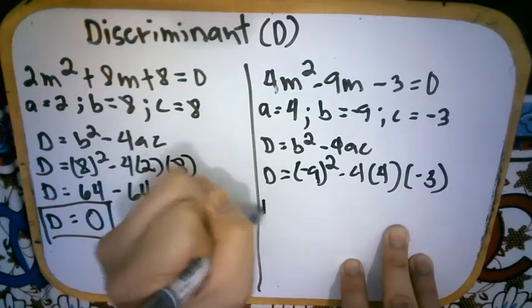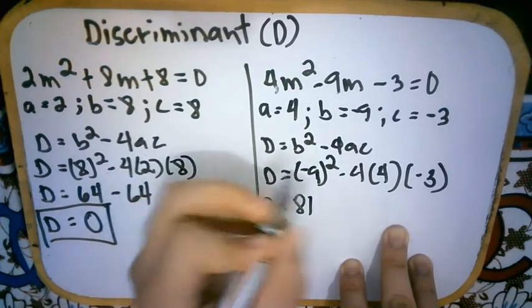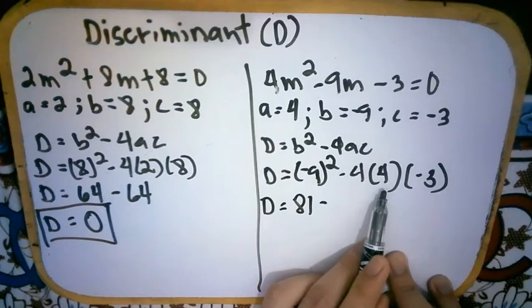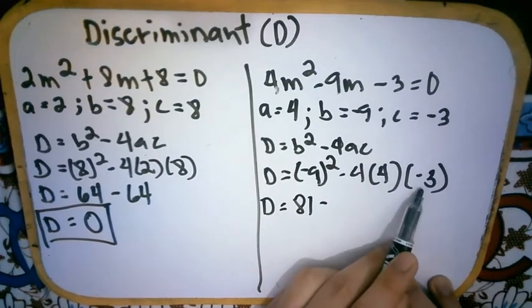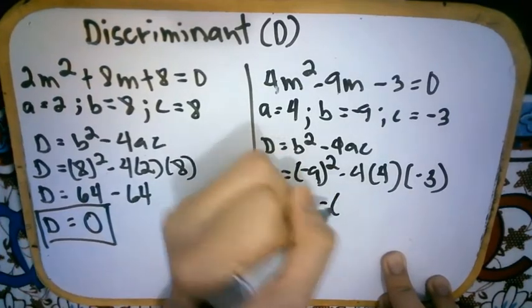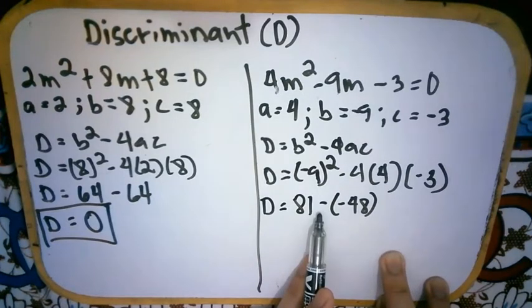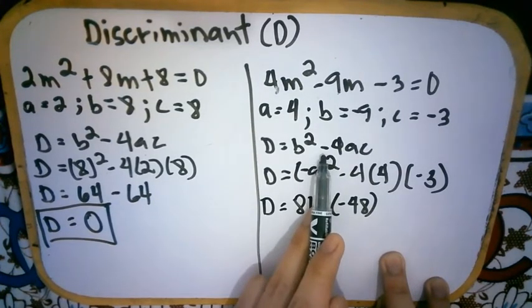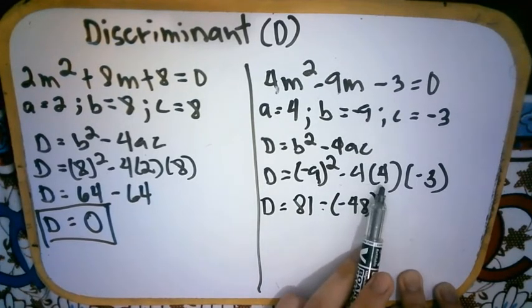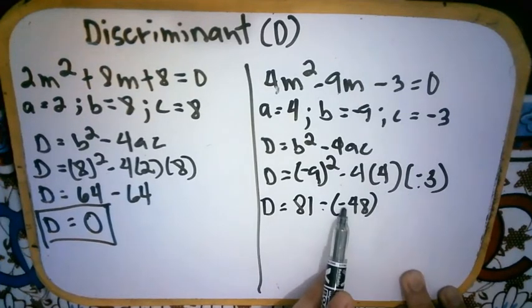Then solve. Negative 9 squared is 81. Positive. Then minus 4 times 4, 16. And then 16 times negative 3 is negative 48. So we have here negative 48. So kung mapapansin nyo, may negative na tayo dito because of the formula, minus and then minus given yon. And then after multiplying, 4 times 4 is 16, and then minultiply pa natin by negative 3. So that's why we have here negative 48.